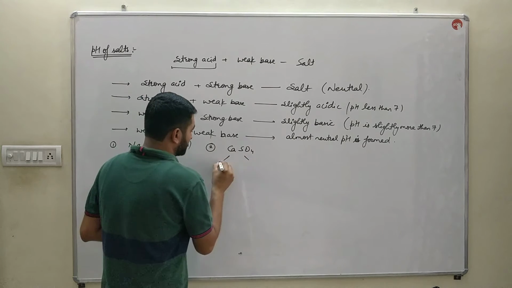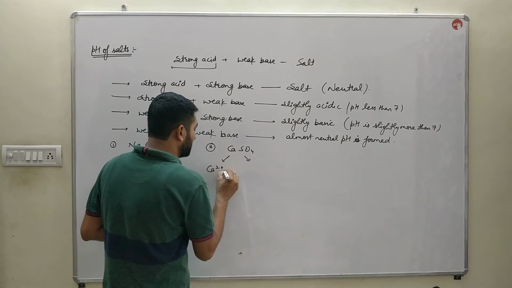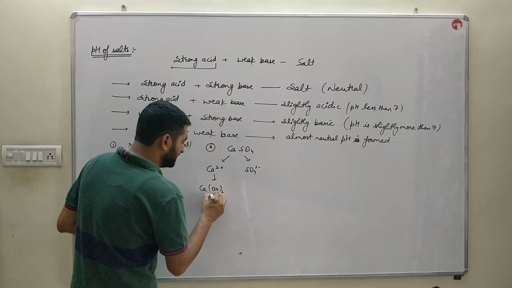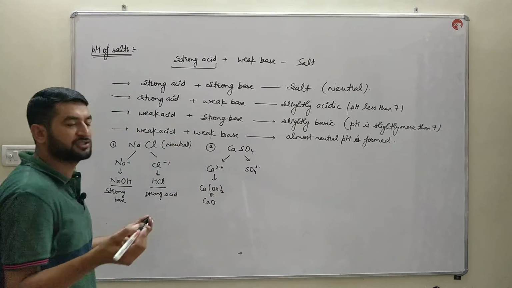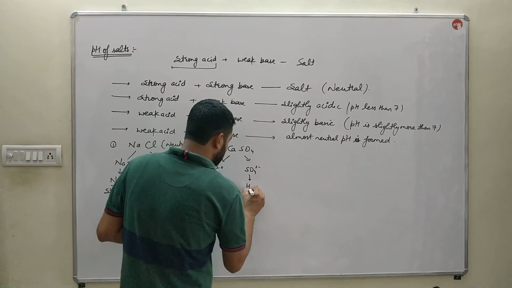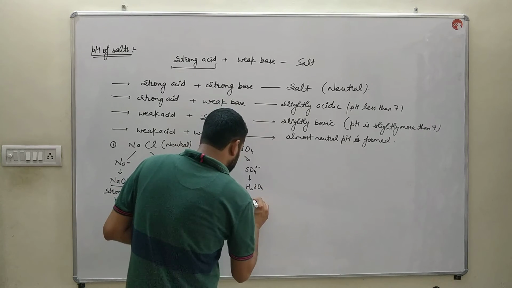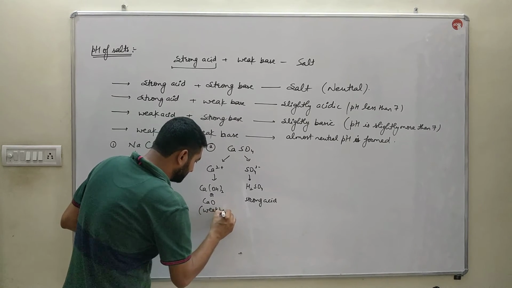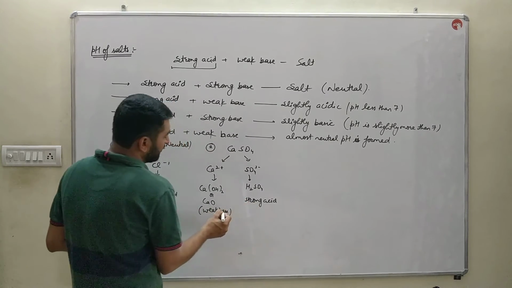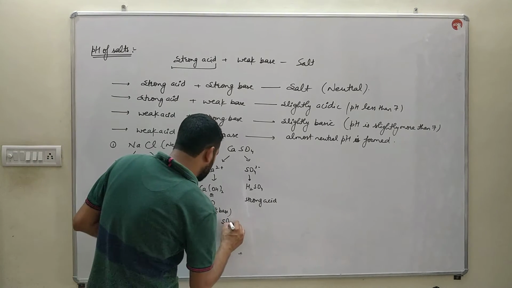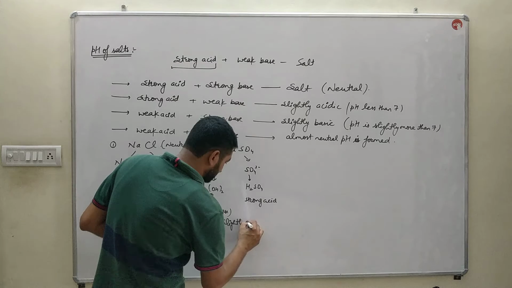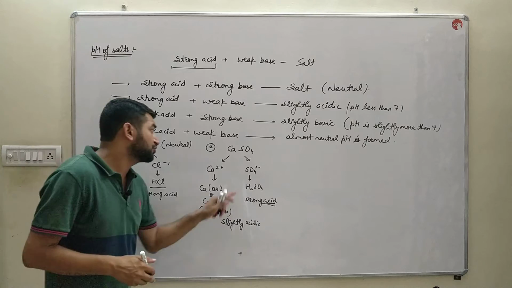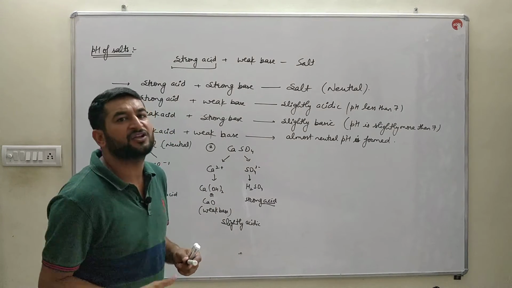For that, first we'll divide it into its ions, calcium ion and sulfate ion. It will form calcium hydroxide or calcium oxide also. Both of these are salts. And here H2SO4, it is a strong acid and it is a weak base. So the salt formed by strong acid and weak base is slightly acidic in nature. The strong effect is of the acid, so this salt formed is slightly acidic in nature.